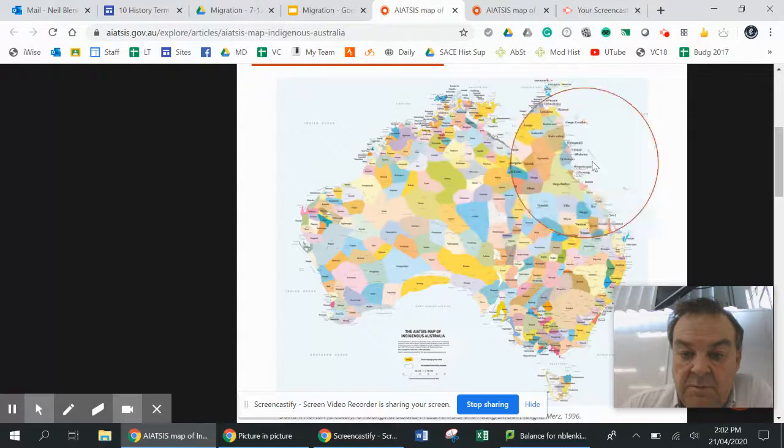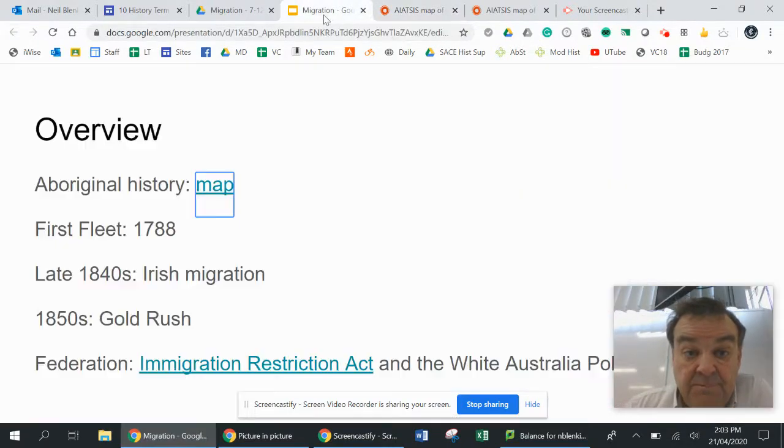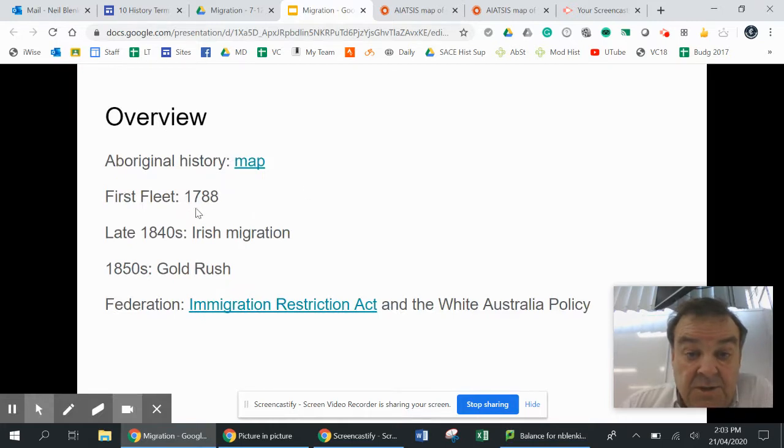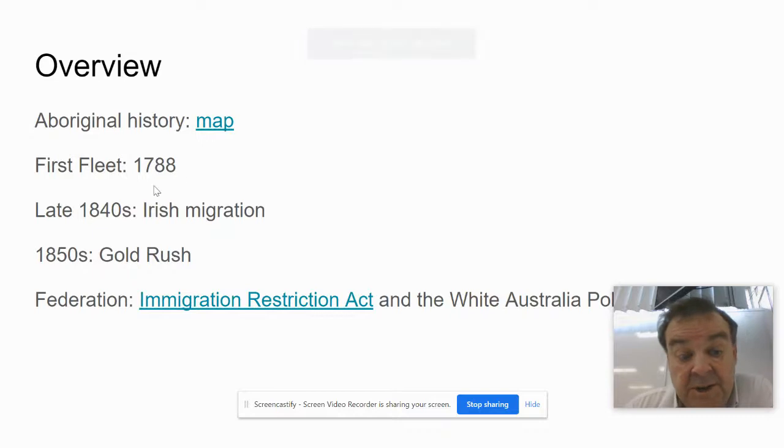A bit like Europe, there's a diversity of languages and cultures there, and it's estimated there were about 300 different languages, and then even more dialects. So that's Aboriginal Australia before white fellas turned up. The First Fleet turns up in 1788, and obviously they spread out. Western culture spreads throughout Australia.